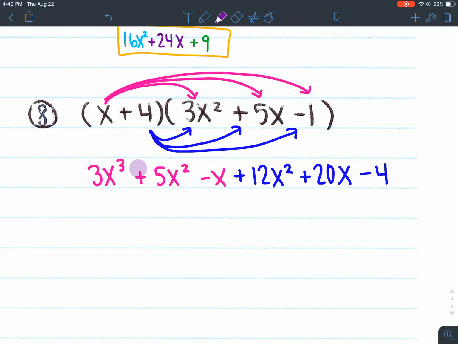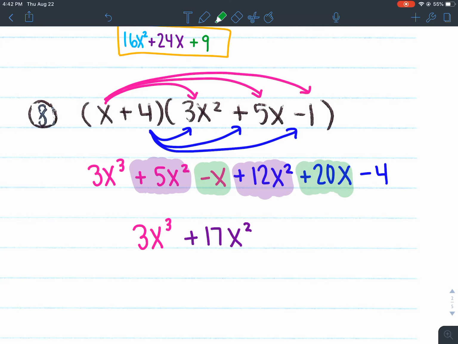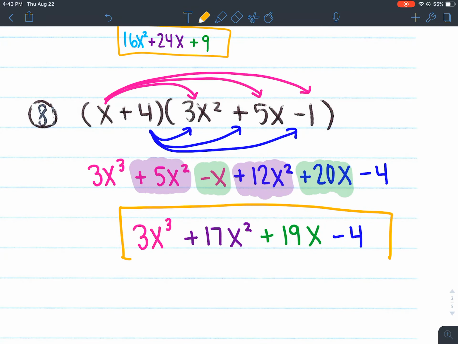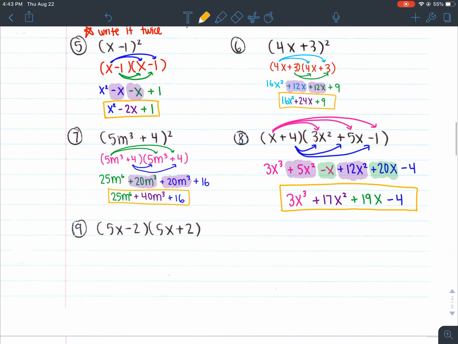All right, let's look for like terms. Well, I have 5x squared, and I have 12x squared. So those are like terms. 3x cubed has no like terms, so I'm going to start that in the front. And I want to do this in standard form, so I am going to go by the next highest exponent, which is 2. 5x squared plus 12x squared is 17x squared. But then I also notice that I have more like terms. I have negative x plus 20x. That's going to give me positive 19x. And then negative 4 has no like term, so that stays back there. So if you have a trinomial and you're multiplying it by a binomial, you might have 2 sets of like terms.